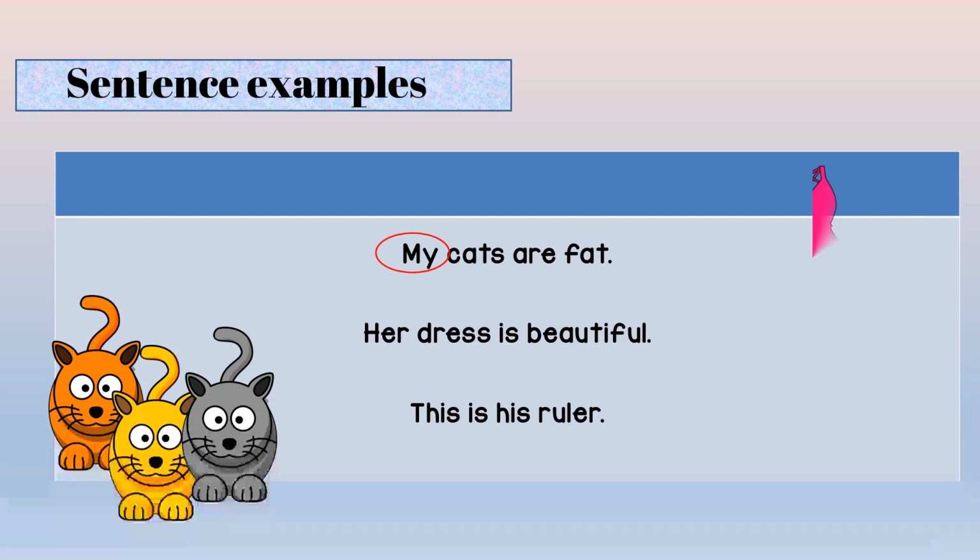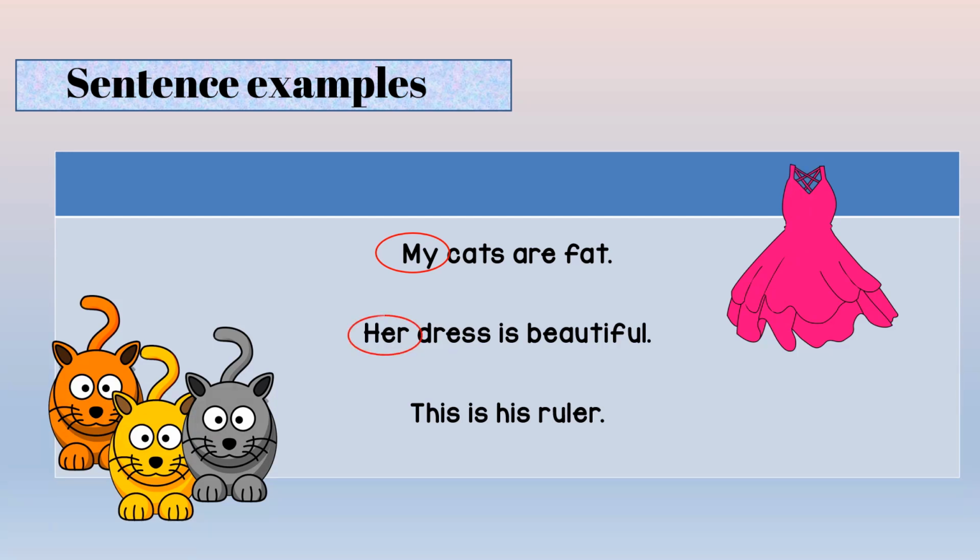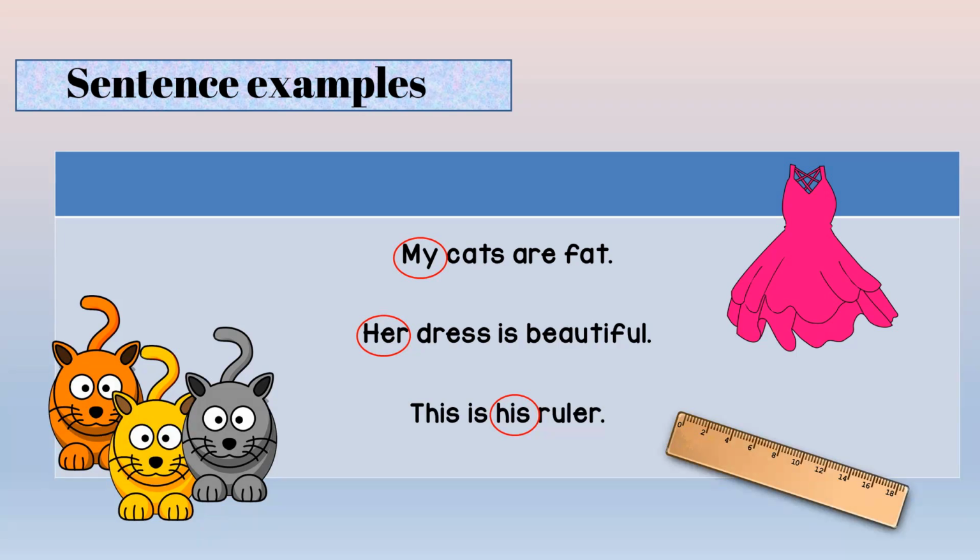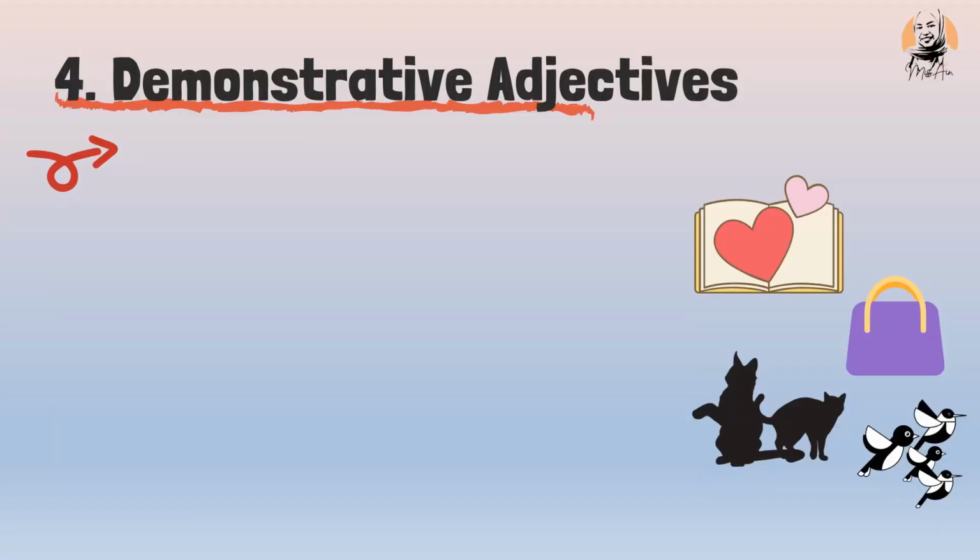Okay, and then the next one, the dress is beautiful. Again, there are 2 types of adjectives there. I don't want you to look at the word beautiful there. I want you to identify the possessive adjective. Her. Yes, her dress. Whose dress? Siapa punya? Her dress. And last one, this is his ruler. There are actually 2 adjectives there as well, but I want you to identify possessive adjective. His, yes. Whose ruler? His ruler. Very good, well done.